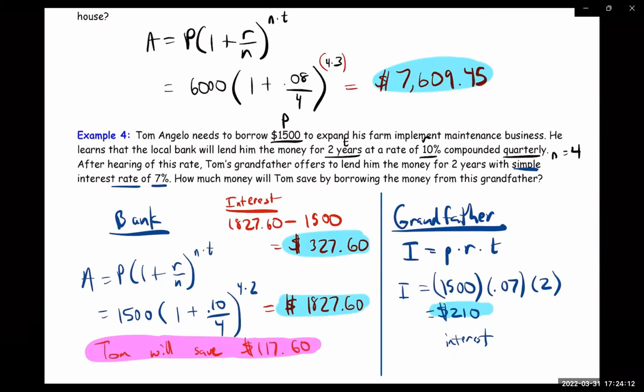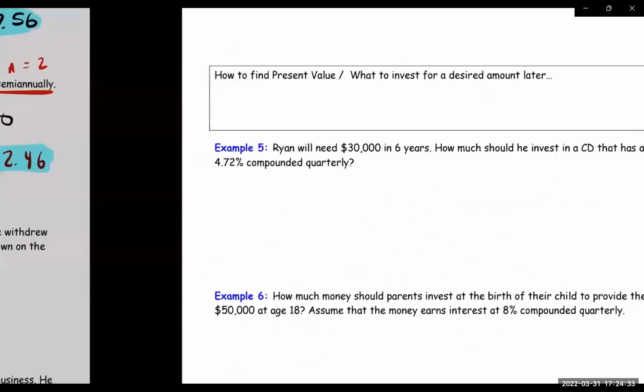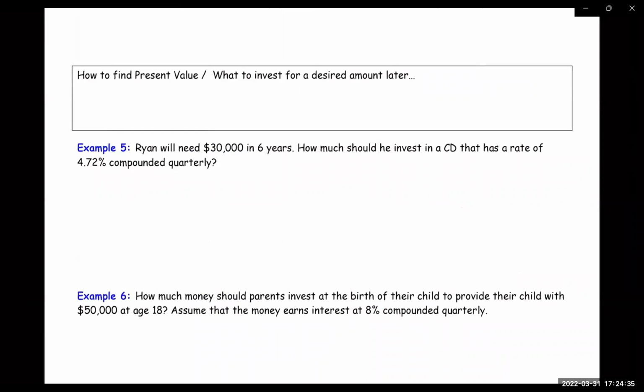All right, so that's how you would work out a problem like that. So there's a lot of things going on here. First, you had to find out how much the bank was going to charge them, then the grandfather using a different formula because it said simple. Then you had to subtract the two interests to figure out how much savings he would get. All right, let's move on to number 5.